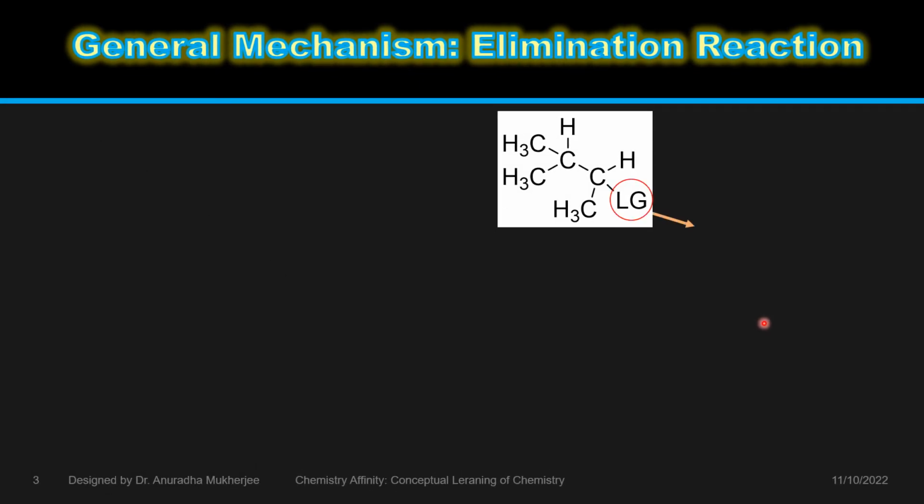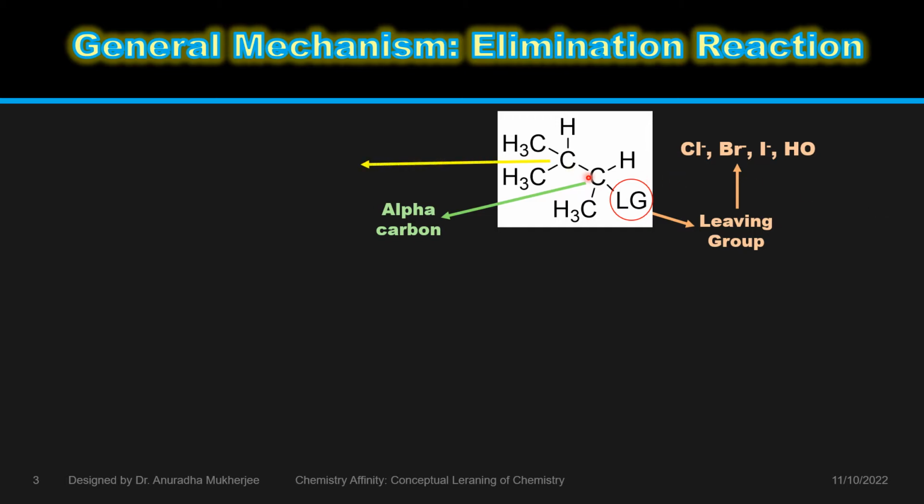Let's explain the general mechanism of elimination reaction. Similar to nucleophilic substitution reaction, the substrate of elimination reaction also should contain a leaving group. The leaving group can be halogens or OH. Now the carbon which is connected with the leaving group is called alpha carbon. The next carbon which is connected with the alpha carbon is called beta carbon, and the hydrogen which is connected with the beta carbon is called beta hydrogen. So for elimination reaction, the presence of beta hydrogen is a must.